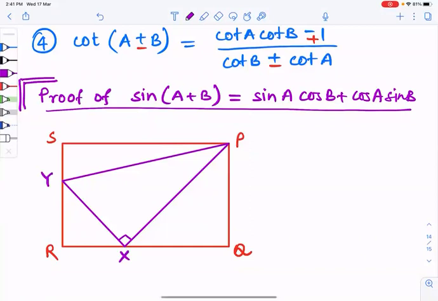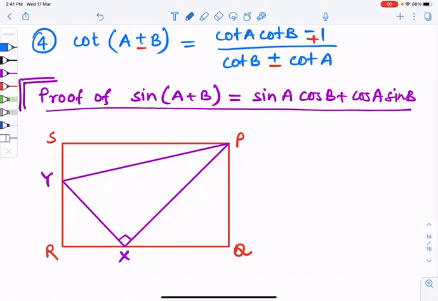So what I did, I have taken a rectangle. Whatever be the length and breadth, we don't care. It is just a rectangle. And how did I take this point Y and X on these lines? I have chosen them in such a way that after joining this, I get a triangle, a right angle triangle. The right angle is found here.